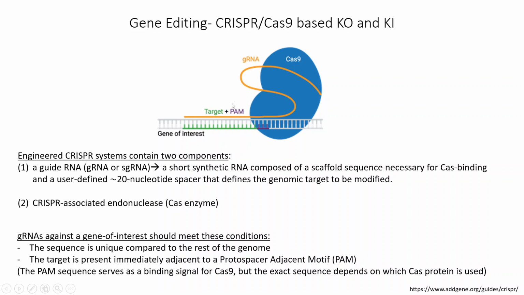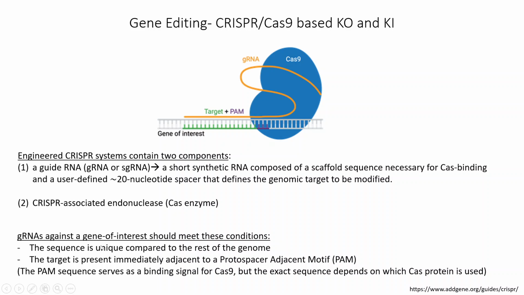Okay, and this PAM is called a protospacer adjacent motif. This PAM site needs to be very near where the Cas9 is going to cut. And this sequence will depend on which Cas protein you're using. So I think in Cas9, it's like NGG or something like that. I'm not completely sure.